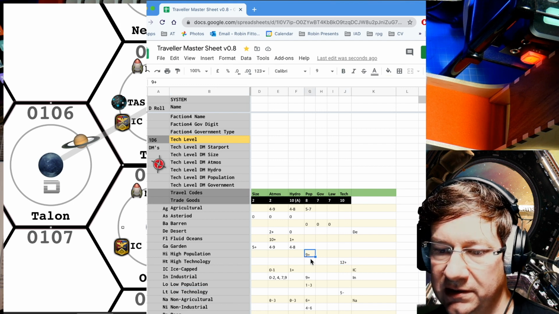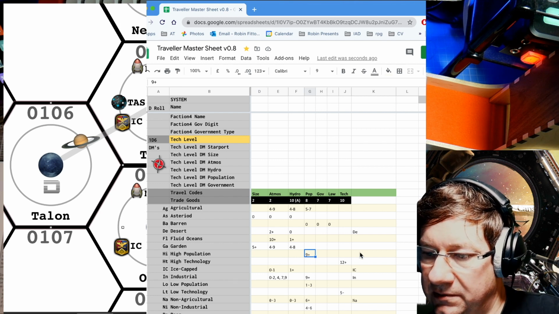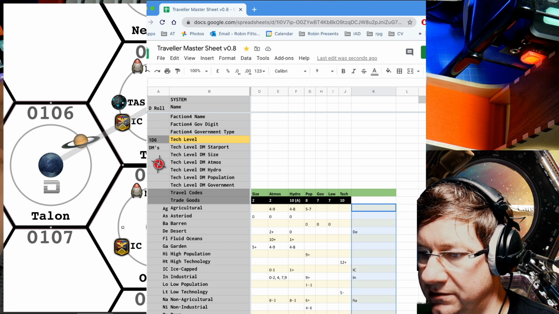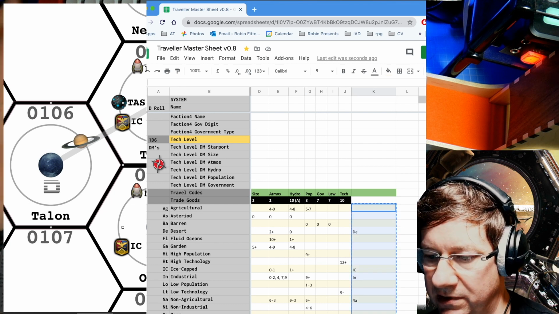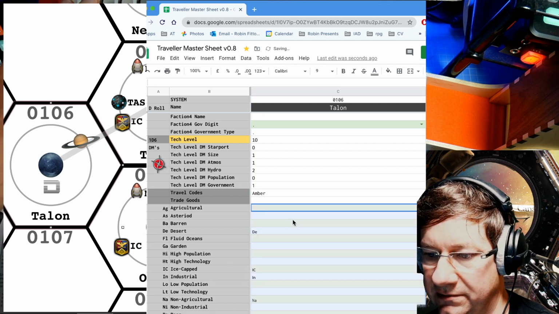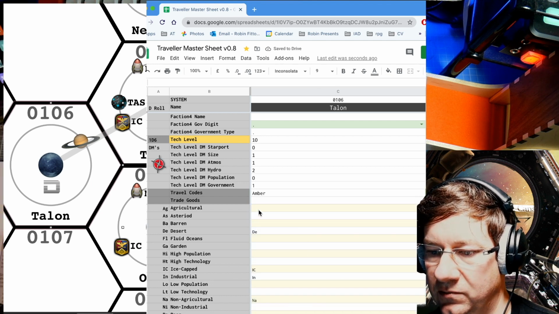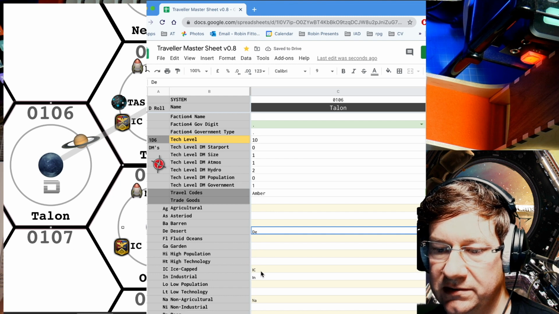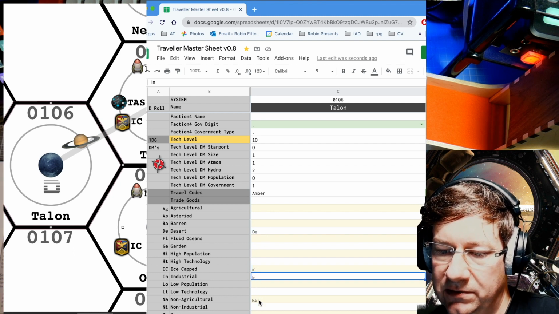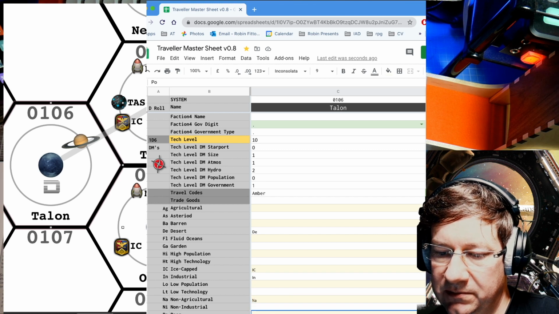So we were close to getting the high population status, but there's my sets. If I copy them down all the way down that strip, I can then just copy them in from there down, and we can see what we've got going. So yeah, desert, kind of ice waste desert, ice capped, industrial, non-agricultural, poor, rich, and water world.